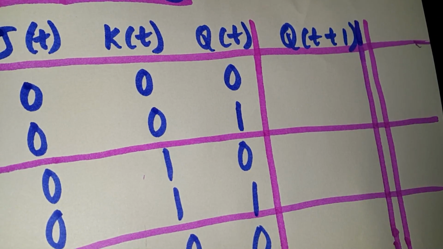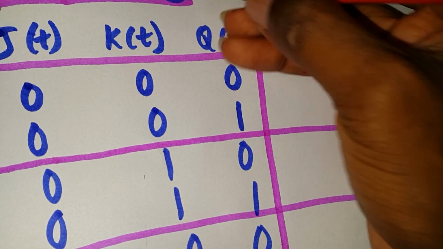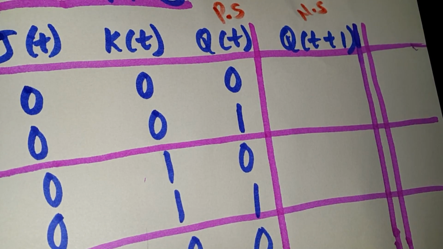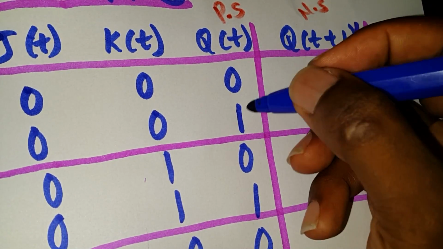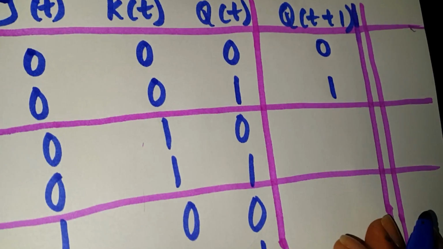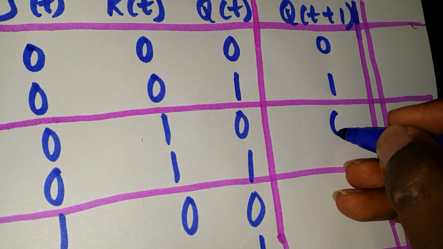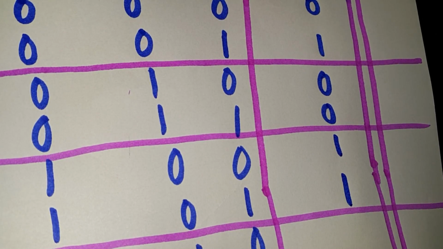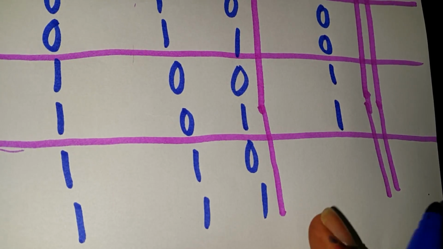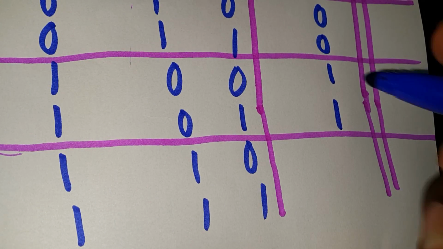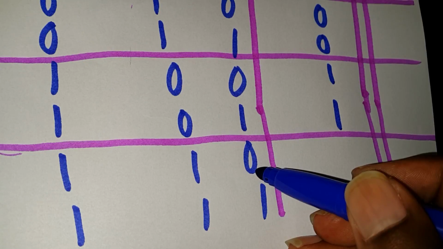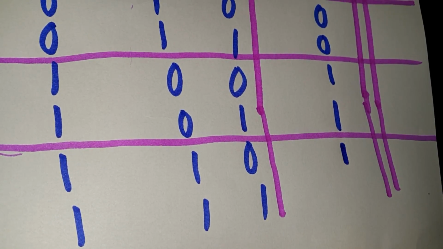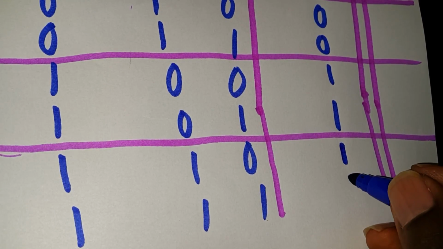The present state, these are present state, these are present state, and these are next state. The copy of the present state is the next state, 0, 1. Here we also reset, here we also set, just like SR. But here, what are we doing here? We toggle here. Our present state is 0 here. We toggle this, we flip it, so it will be 1. Here we have 1, so it will be 0.